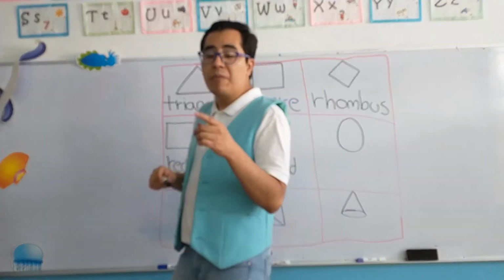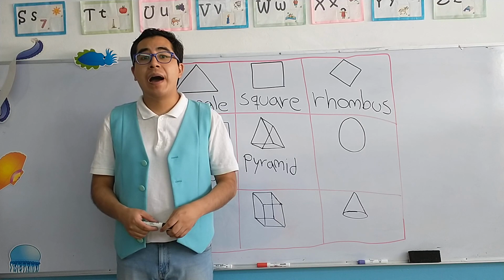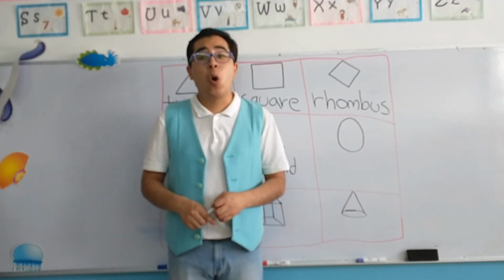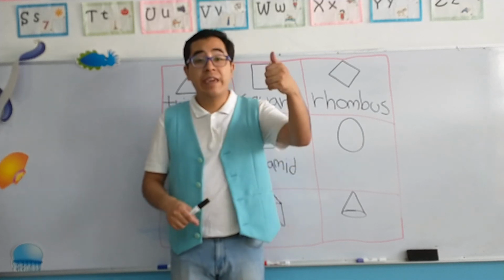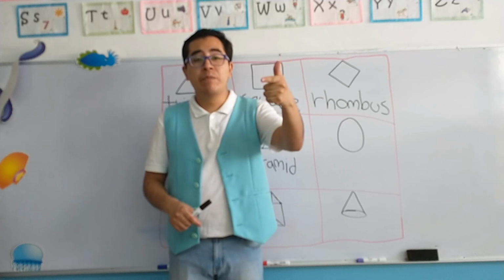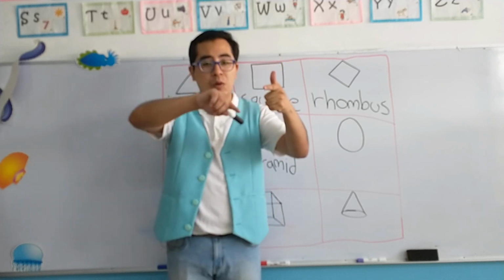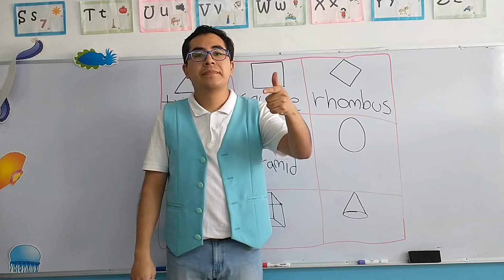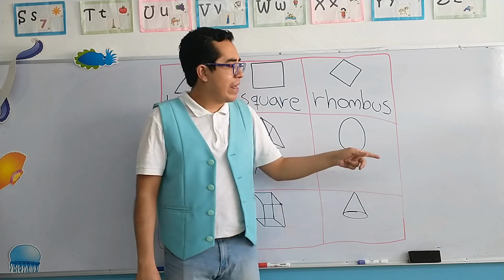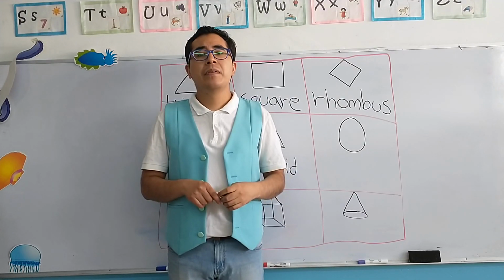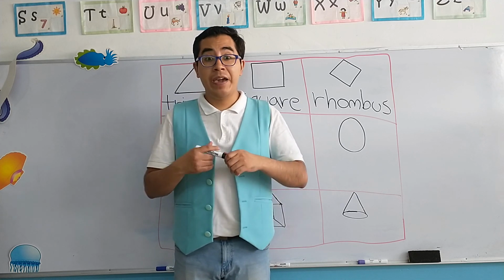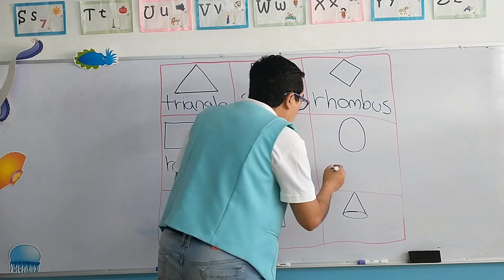Next to, we have the oval. Now remember, objects that have an oval shape are the egg, okay? The football, the American football, looks like an egg. Okay, another object that you remember that has an oval form. Okay, very good. Okay, excellent. So we have the oval.